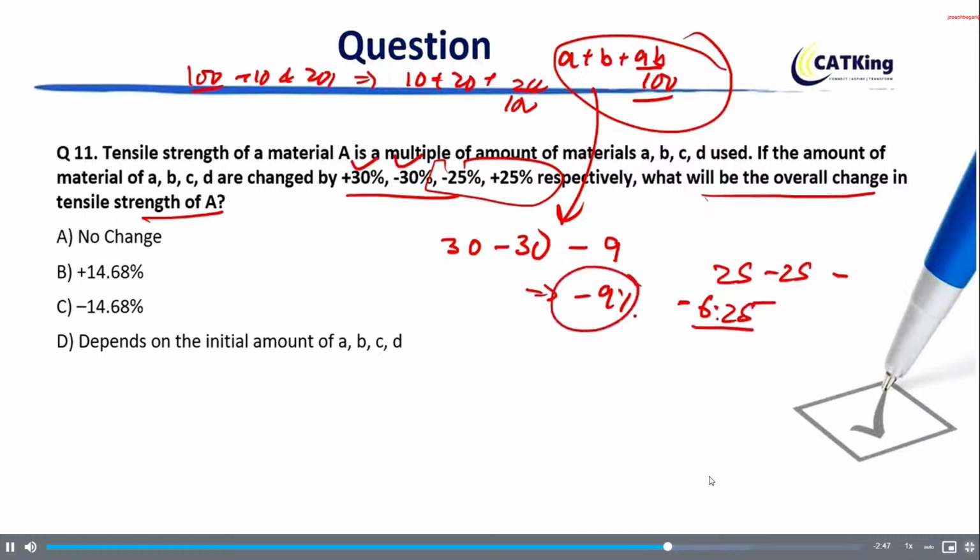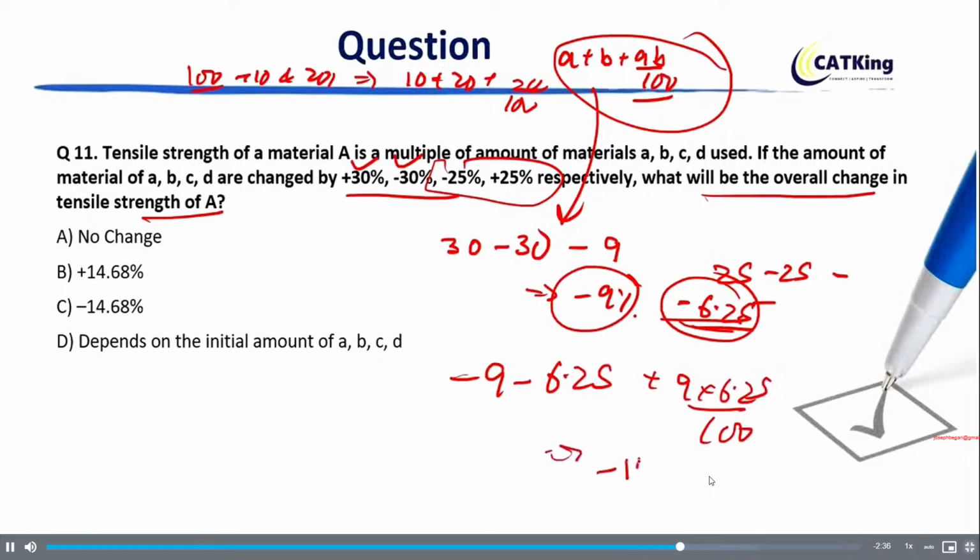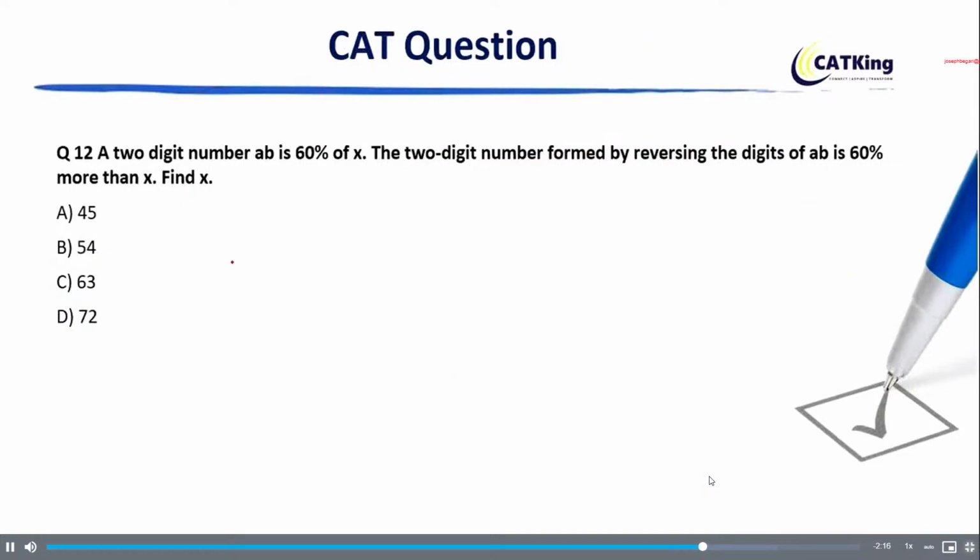Again, I will use same thing. A plus B plus AB by 100. So A plus B, right, plus AB by 100. So answer is nothing but minus 14.68. Answer is C, minus 14.68. How simply by using this formula we calculated this question. So my objective was to introduce this formula to you, which you already know, just by means of an application. Okay, let's move to the next question.